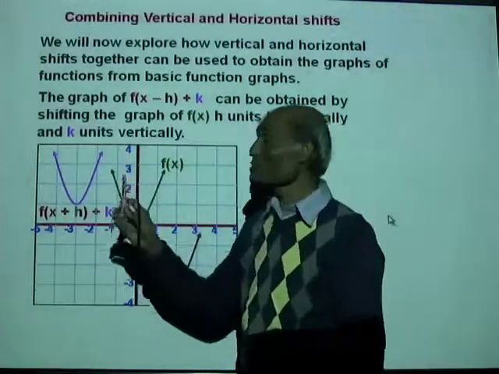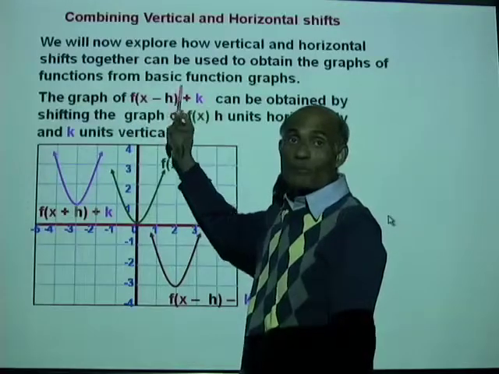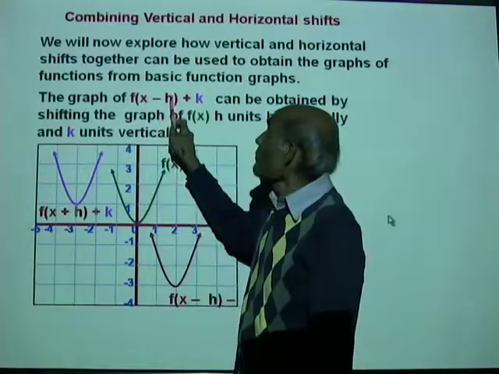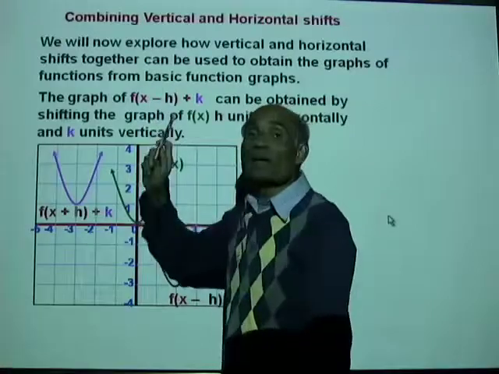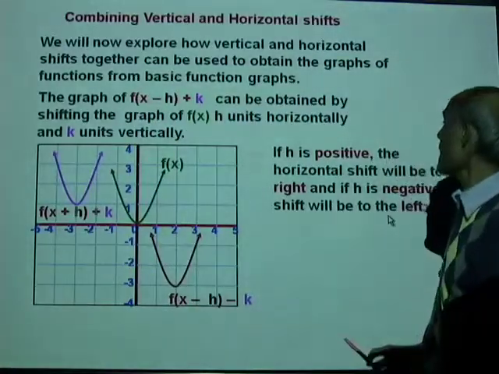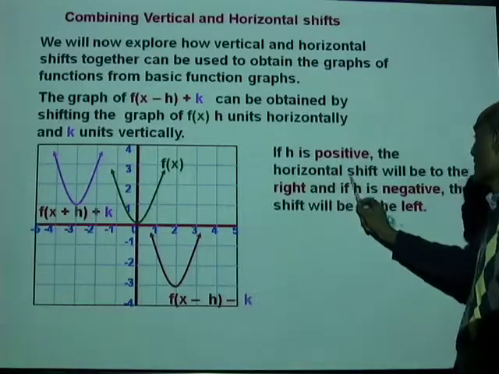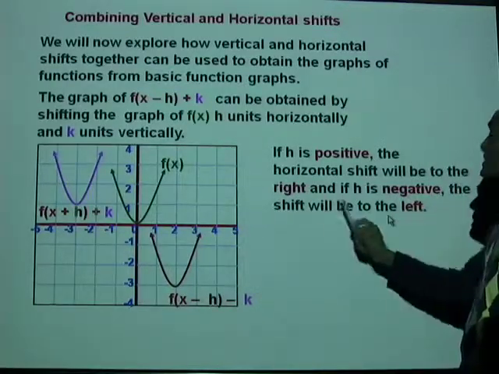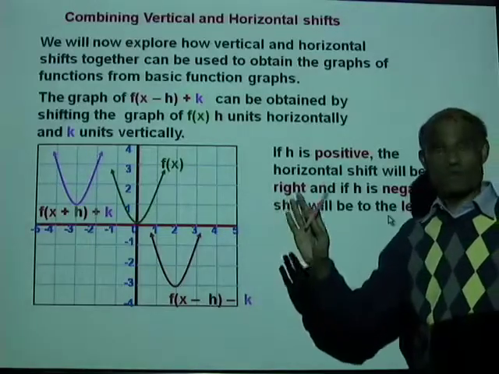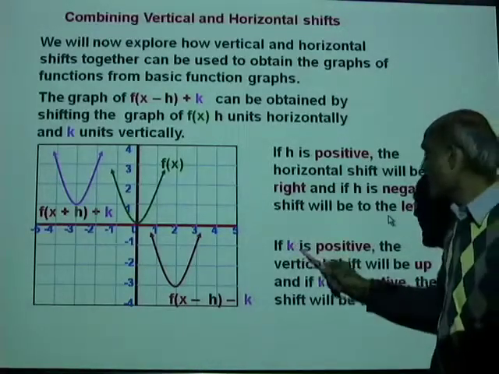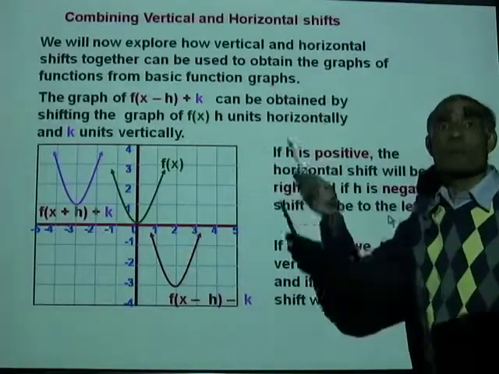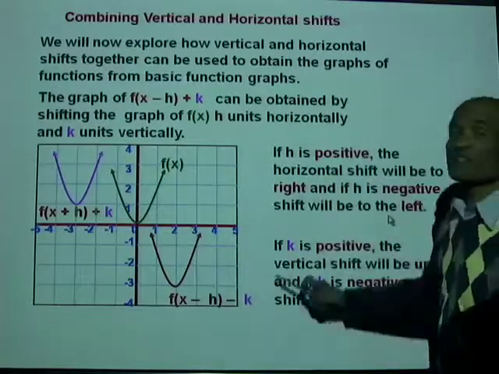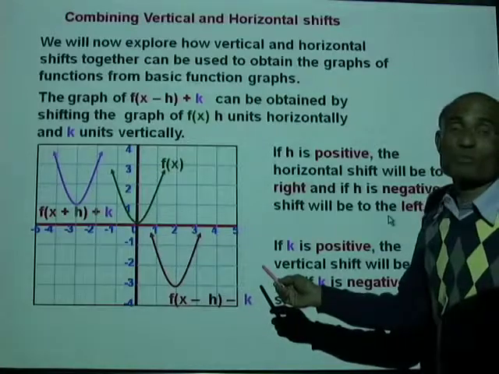So I want to emphasize one more time, this is the general form. When h is positive, this sign will remain negative. When h is negative, that sign will become positive. Okay, if h is positive, the horizontal shift will be to the right. And if h is negative, the horizontal shift will be to the left. Alright, get that point very, very clear. If k is positive, the vertical shift will be up. If k is negative, the vertical shift will be down. This is a very important slide and you've got to keep the results with you.